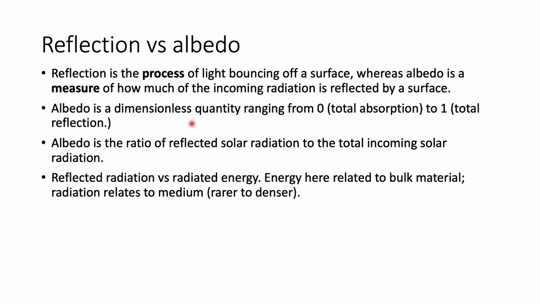The albedo is basically a dimensionless quantity ranging from 0 to 1. That means 0 means total absorption, 1 means no absorption, that means 100% reflection. Albedo is the ratio of the reflected radiation to the total incoming solar radiation which falls on that particular surface. So reflected radiation versus radiated energy: the energy here is related to the bulk of the material, whereas the radiation relates to the medium, that is, rarer to denser medium transfer.